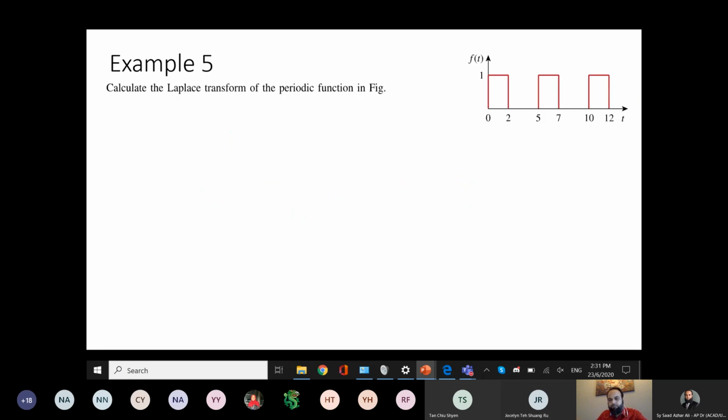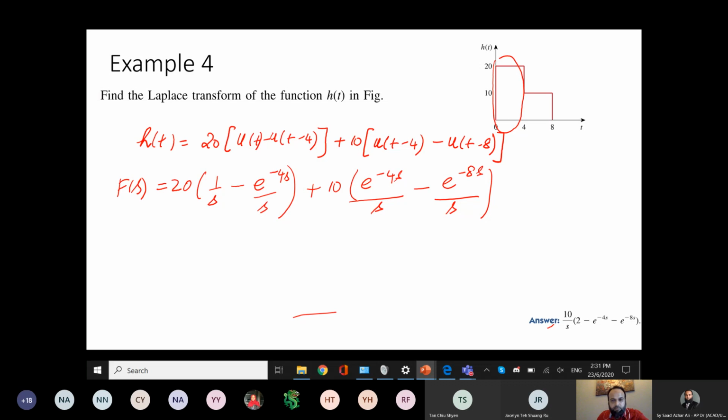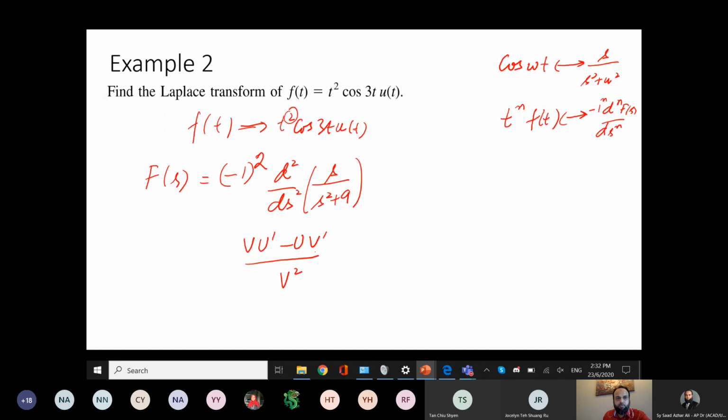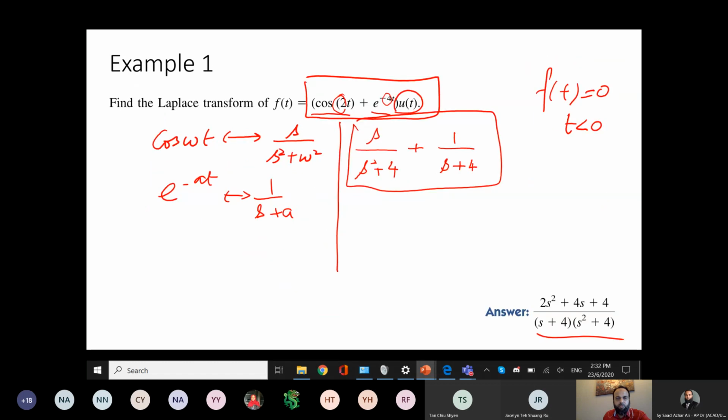All right. Yes, go ahead. Sir, can you go back to the first example again, sir? Can you hear me? Yes, I can hear you, sir. Can you go back to the first example? Third example. First example, sir. First example. This one? Yes, sir.